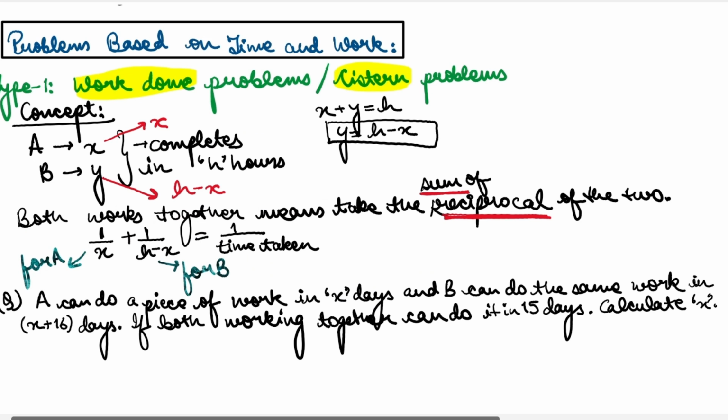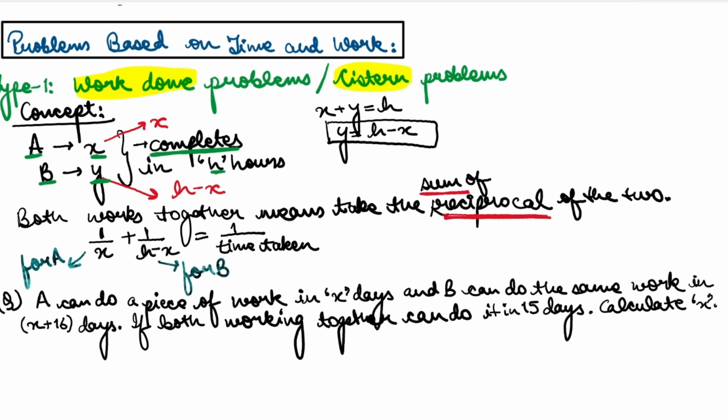So now we'll deal with the time and work problem, which includes your work done problem and Cistern problems. So we'll come to the core concept of this. First of all, if the question says that A completes a work in X hours and B completes the work in Y hours, and both of them complete the work in H hours.